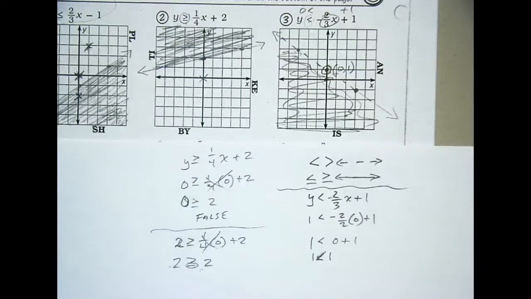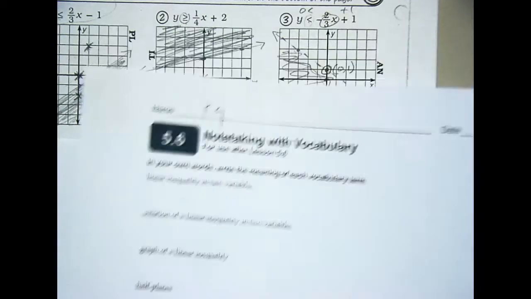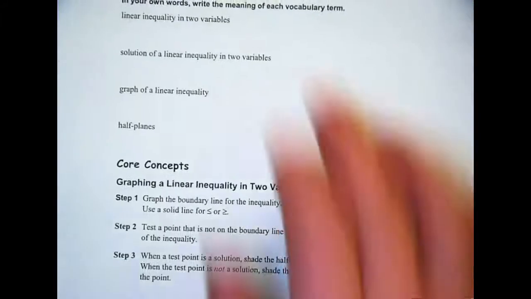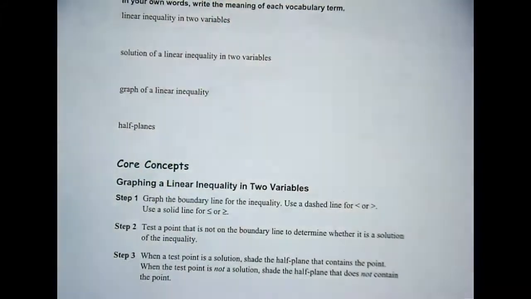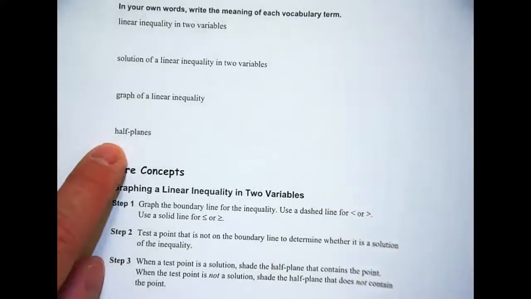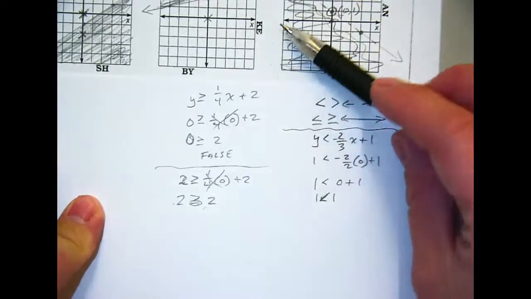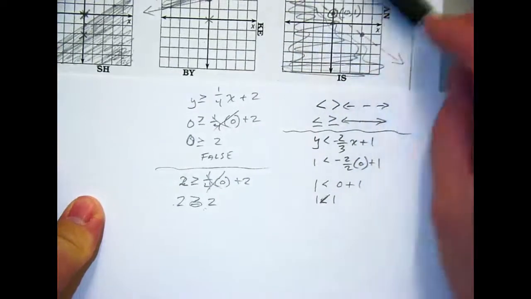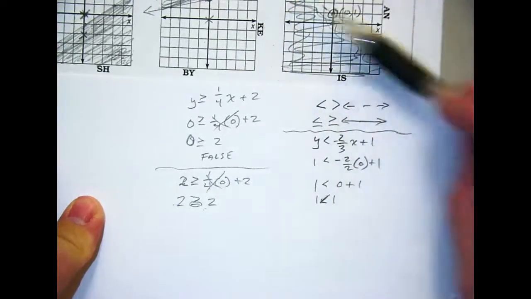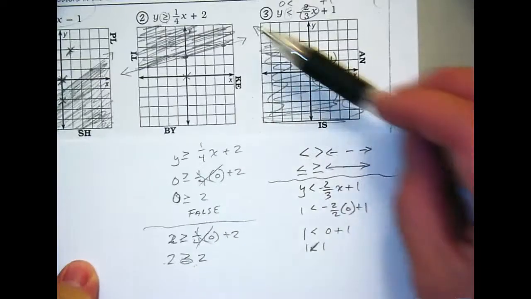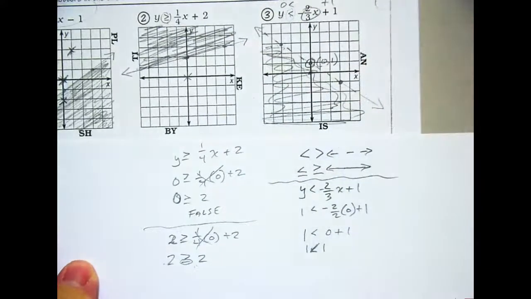Okay, what I want you to do right now, I want you to go back to page 159. On page 159, I want you to summarize in your own words some of these definitions. Now, the kind of weird one is half planes, and really a half plane is just separating your coordinate plane into a shaded and a non-shaded region. This is the half plane.